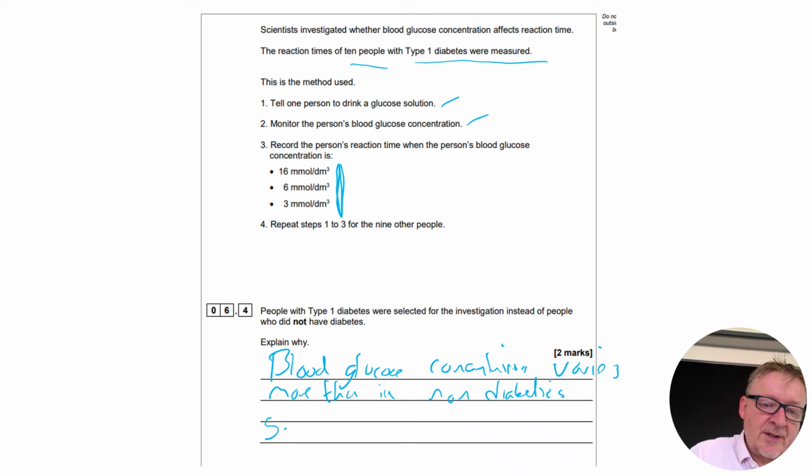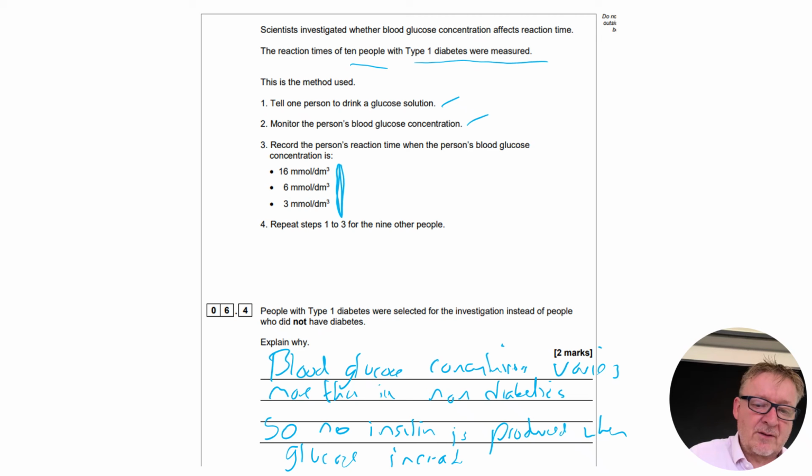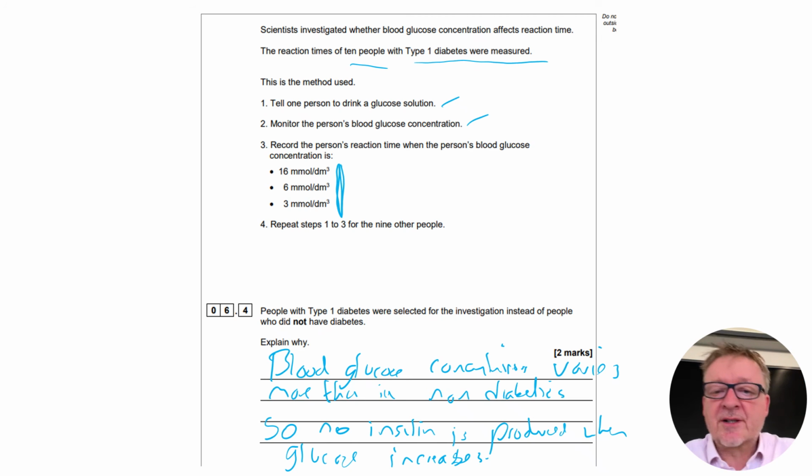Okay, so that means no insulin is produced when glucose increases. So basically what it's saying there is that you stay away from the normal homeostasis response or position for longer. So then what you can do is you can do the test for better.